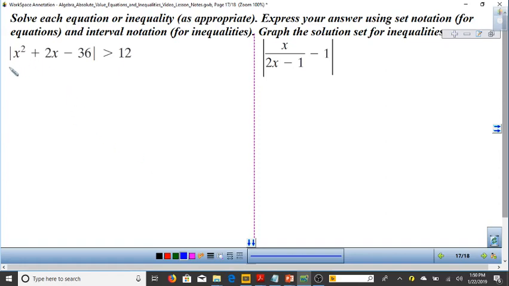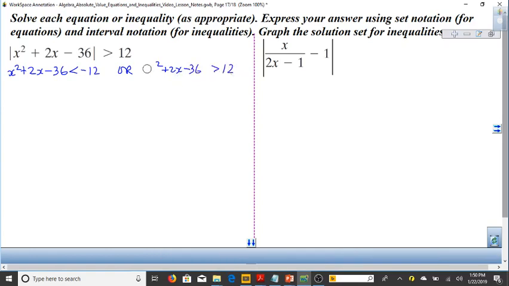We have an absolute value of a quadratic greater than 12. Well, it's greater than, and the absolute value is by itself, so we just say, oh, well, that means either x squared plus 2x minus 36 is to the left of the negative 12, or x squared plus 2x minus 36 is to the right of positive 12. So we solve these two quadratic inequalities, which is a prerequisite for this concept.